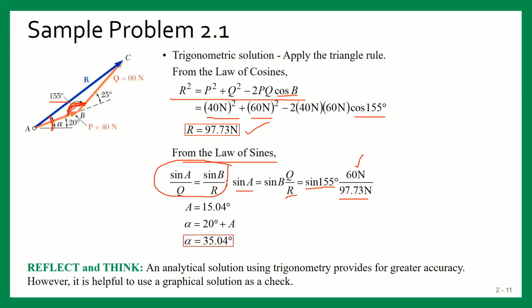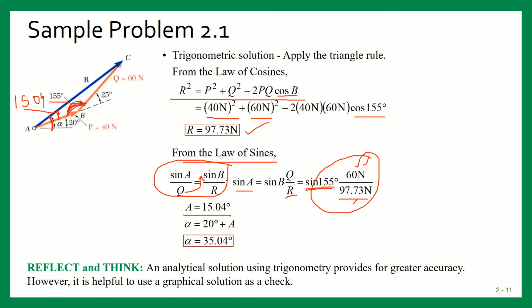Sine A will be equal to sine B, and we have taken this Q here, so Q by R into sine B. So sine B you can calculate, Q you know, R you have calculated. So simply solve this equation and you will get A is equal to 15.04 degree, means this angle. This angle is A, 15.04.